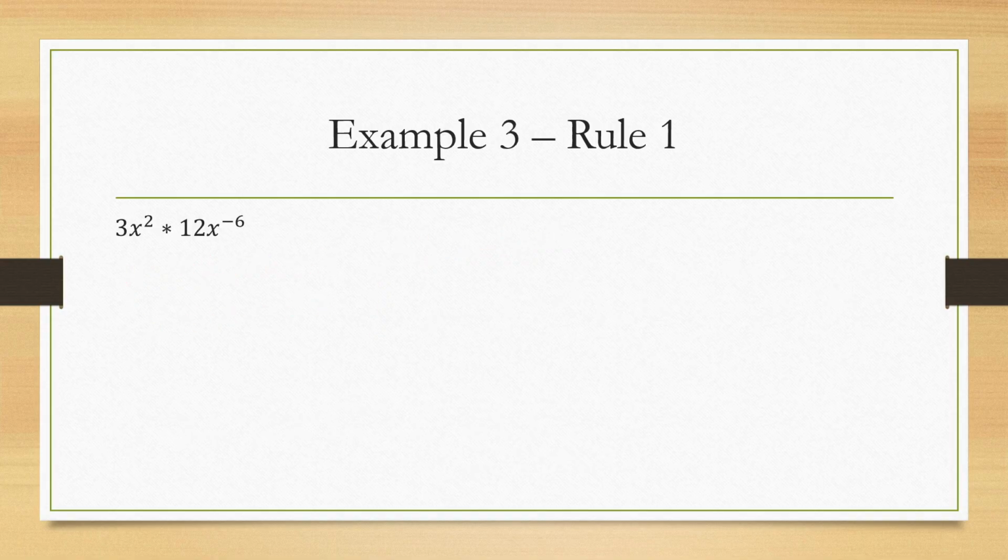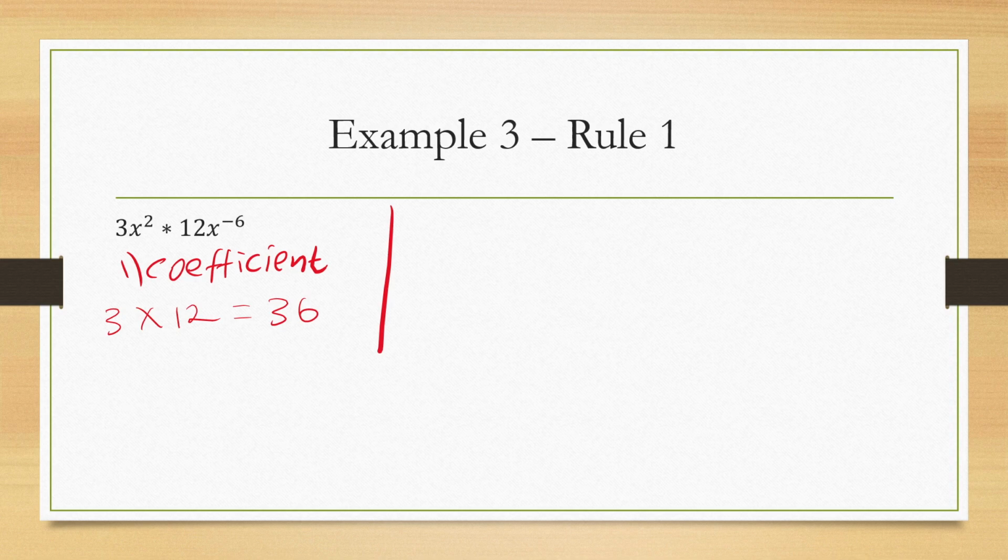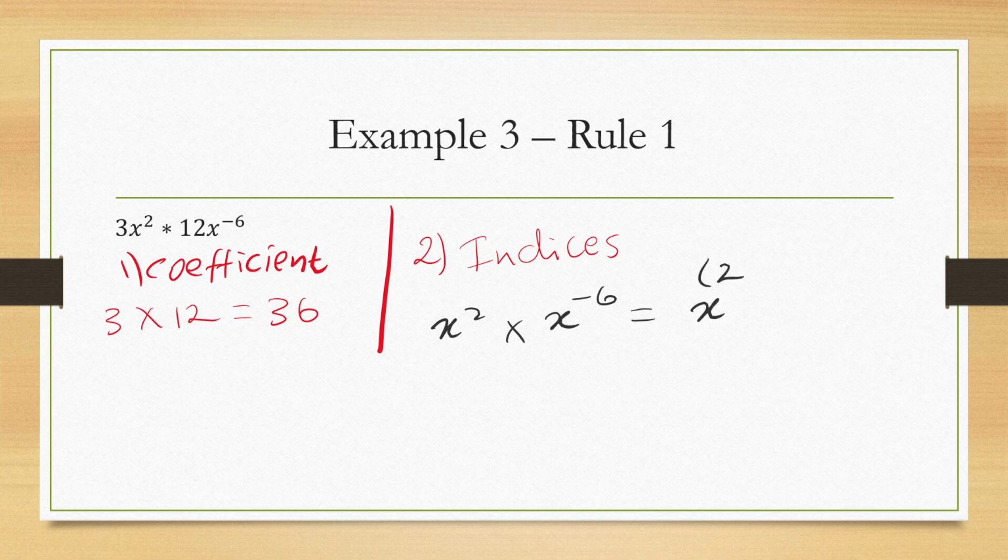Now we're still looking at rule 1, but this time we're going to have a minus value for the indice. So dealing with the coefficient, same as last time, the coefficient doesn't change, 36. Now let's look at the indice. The indice slightly changes because it's x squared times x to the minus 6. Because it's the same base and it's being multiplied, you add the indices.